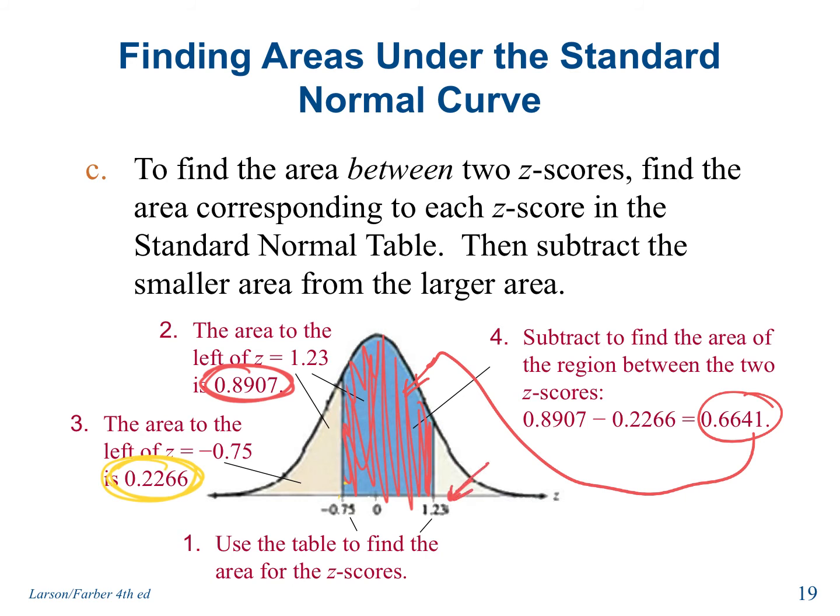Another method we could have used to find the same answer is to find the area to the right of 1.23, which I believe was 0.1093, and the area to the left of a z-score, this area right here in brown, is 0.2266. So if you took 1, the total area under the curve, and subtracted off the tan shaded regions of 0.2266 and 0.1093, that should give you the same answer of 0.6641.